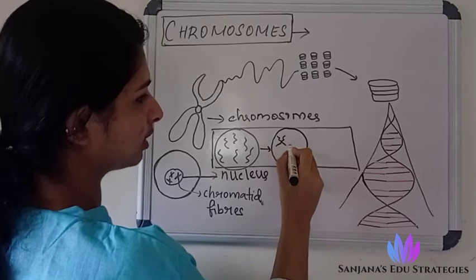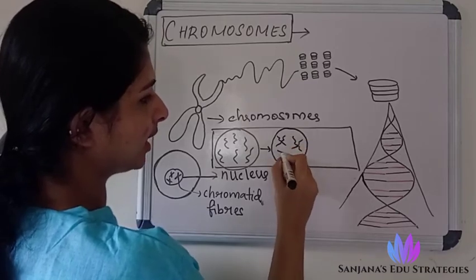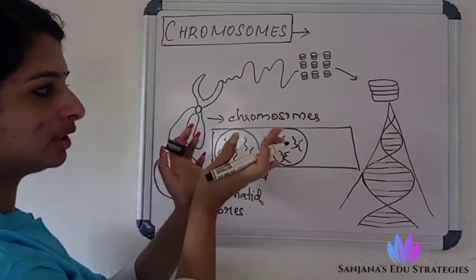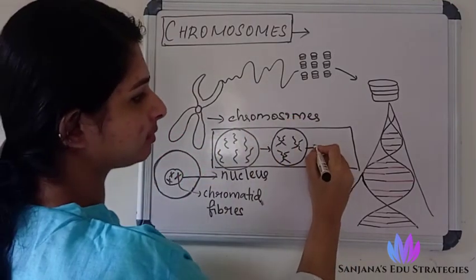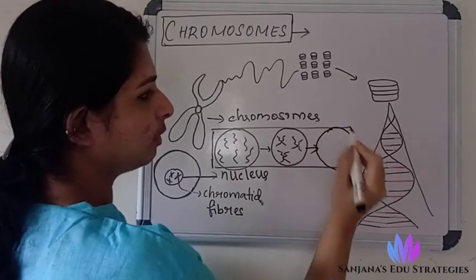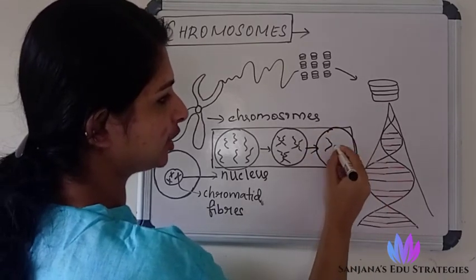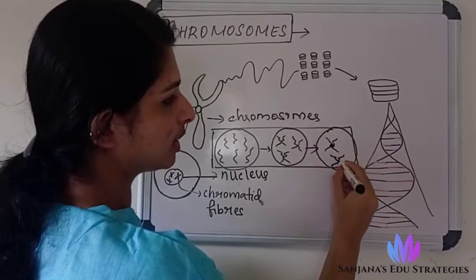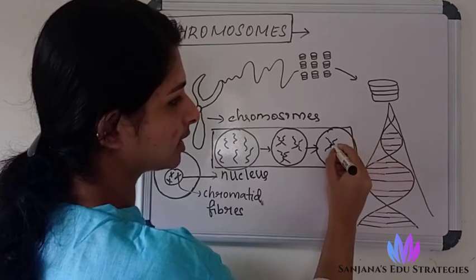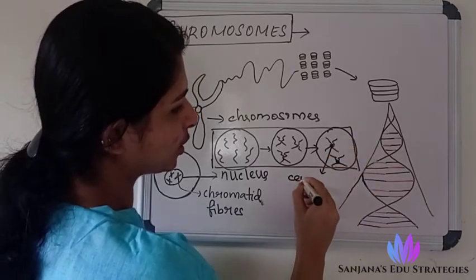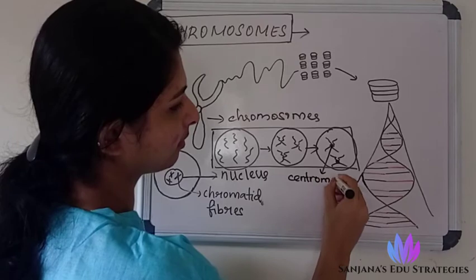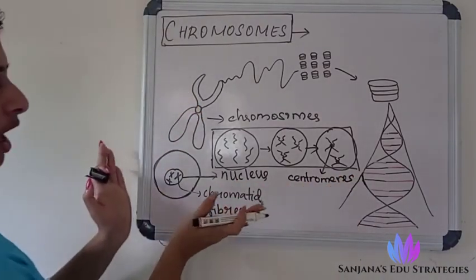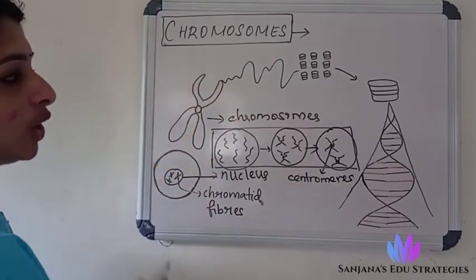One, another one. One, another one. Again one, another one. See, two of them join like this, in the middle region. In this region they are joining, and these are the centromeres. This region is known as the centromere. They are joining in the centromere region. So this is how chromatin fibers develop into chromosomes.